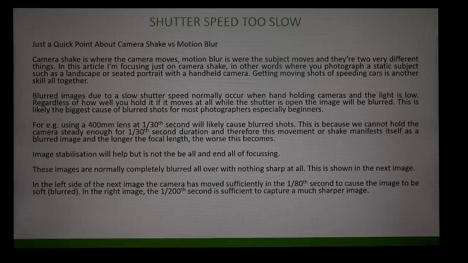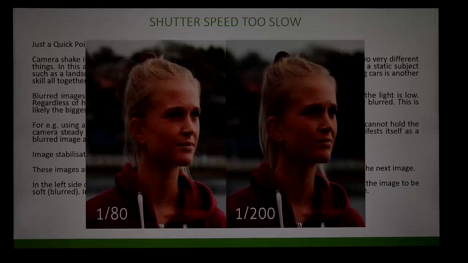For example, using a 400mm lens at 1/30th second will likely cause blurred shots. This is because we cannot hold the camera steady enough for 1/30th second duration, and therefore this movement or shake manifests itself as a blurred image, and the longer the focal length, the worse this becomes. Image stabilization will help, but is not the be-all and end-all of focusing. These images are normally completely blurred all over with nothing sharp at all. This is shown in the next image.